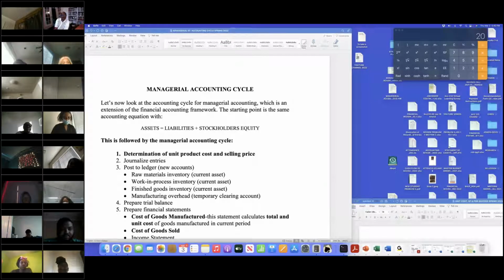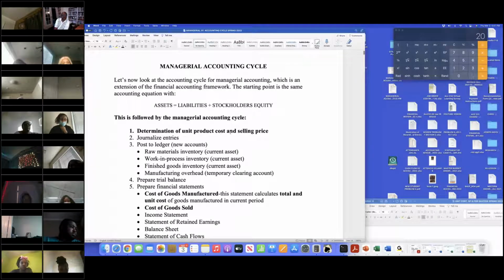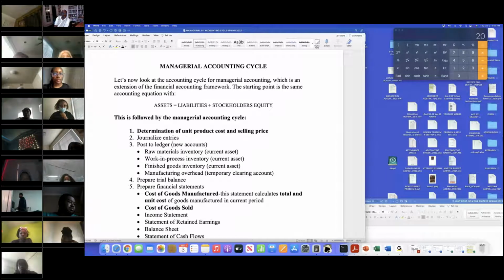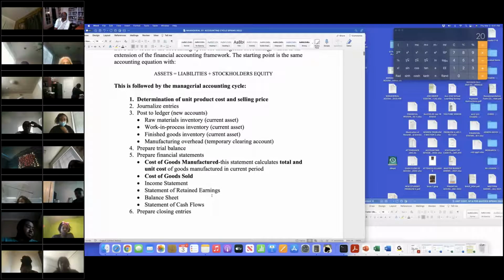As we move into managerial accounting, it's still this equation: assets equal liabilities plus stockholders' equity. And in that cycle, we've been working on a determination of the unit product cost. A lot of our journal entries that follow are based on that. We're next going to journalize entries, post them to the ledger, prepare a trial balance, and prepare financial statements. We have two new statements, cost of goods manufactured and cost of goods sold, along with the regular income statement, statement of retained earnings, balance sheet, statement of cash flows, and the closing entries. So we do the same thing from financial accounting, in managerial accounting.